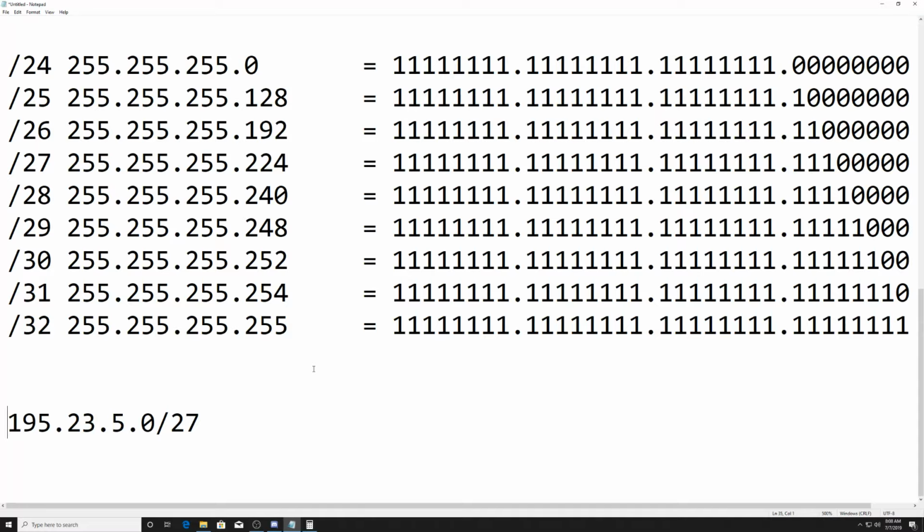Before we move any further, this 195, can anybody tell me which class this 195 is in? Is it within class A, class B, class C, class D, or class E in the IPv4 class IP addressing scheme? I'll give you a moment to think about that.